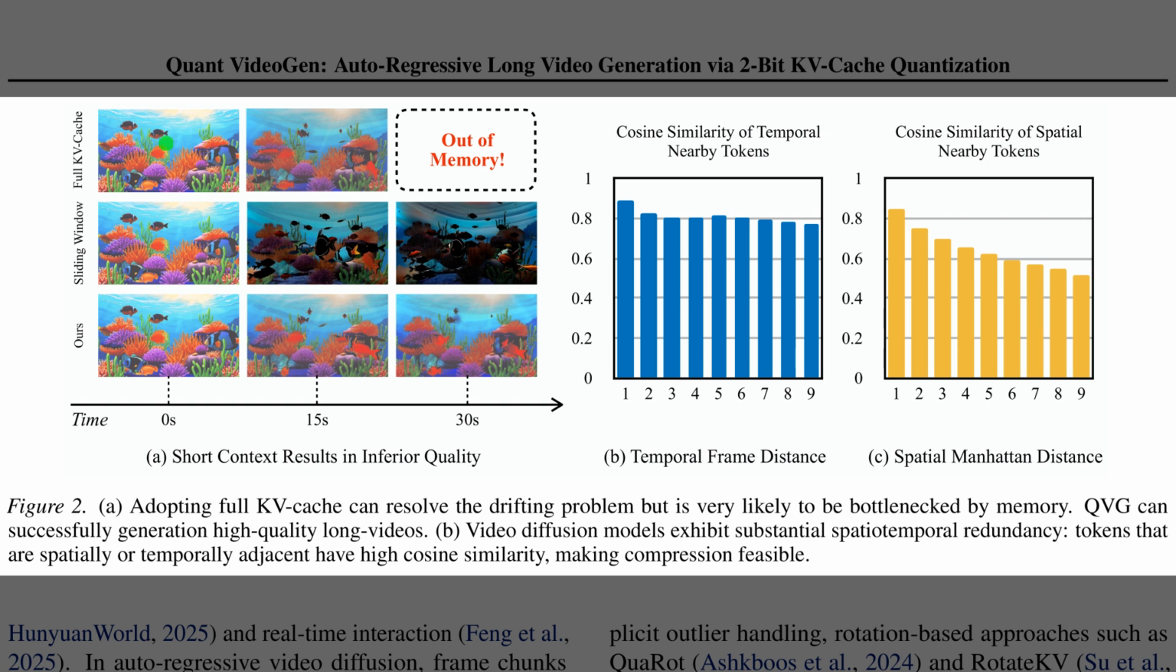Alright, Figure 2 digs deeper into the trade-off between memory and quality. Panel A on the left illustrates the core dilemma. The top row shows that keeping a full key value cache preserves detail, but eventually hits an out-of-memory wall. The middle row tries a sliding window to save space, but notice how the image quality degrades and darkens significantly over time. In contrast, the bottom row, using Quant VideoGen, maintains the scene's vibrancy without crashing. Then, the charts on the right, panels B and C, reveal the secret sauce. They show high cosine similarity between nearby tokens, indicating massive redundancy that the algorithm can exploit for compression.